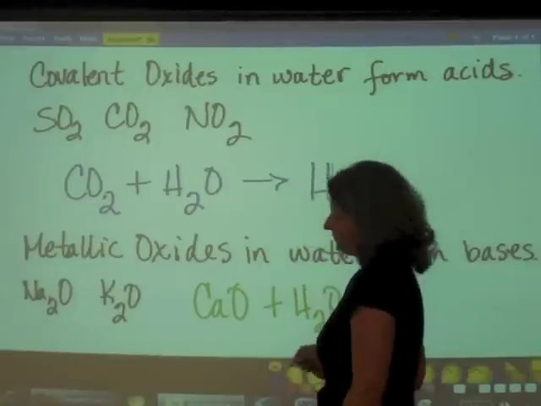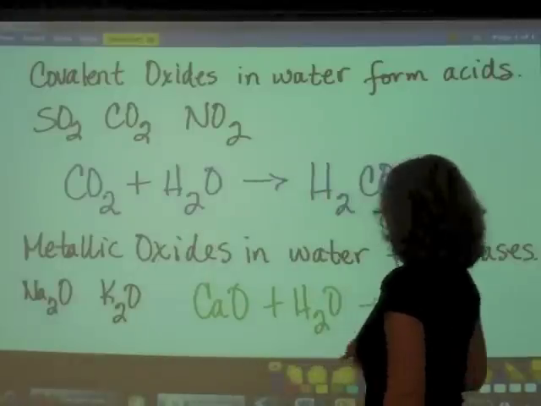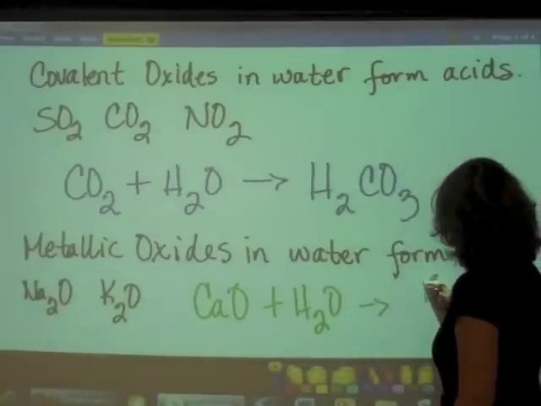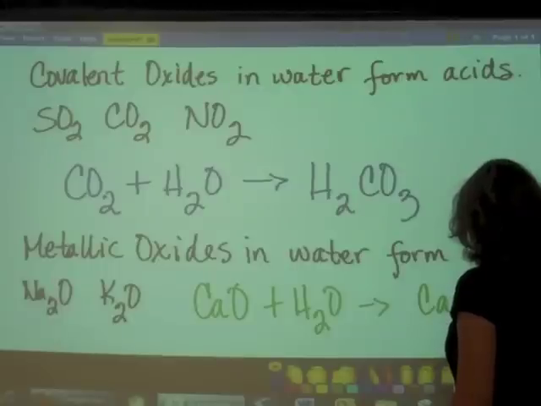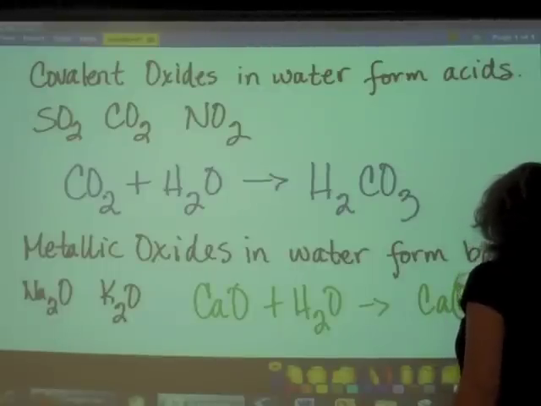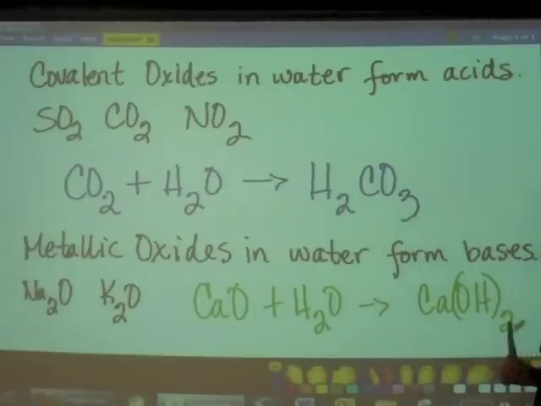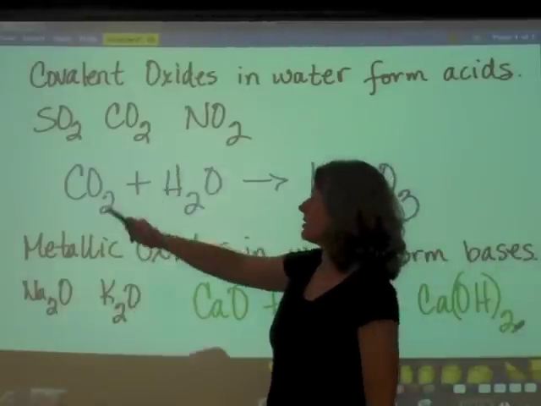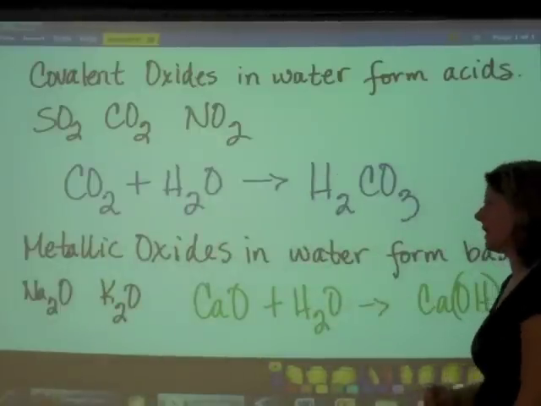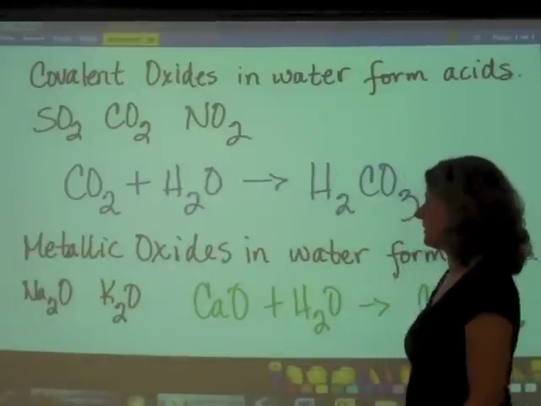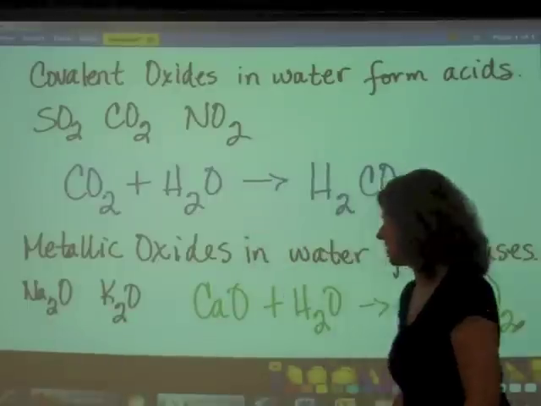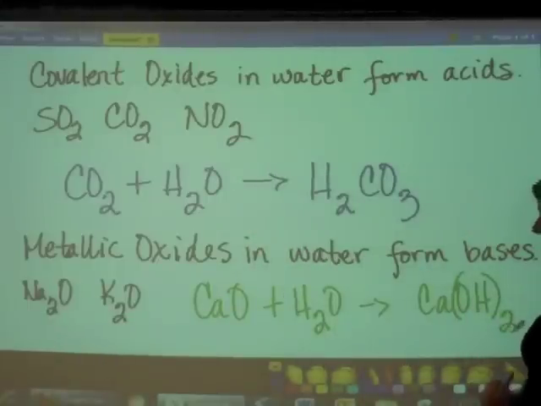Plus water is going to give us a hydroxide, calcium hydroxide. Okay. Are we balanced? We're balanced. Okay, so covalent oxides, that means non-metal oxides in water always form an acid. Metallic oxides, so metal with oxygen, always forms a base, the hydroxide.